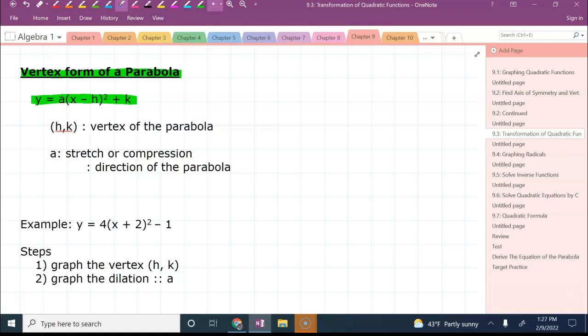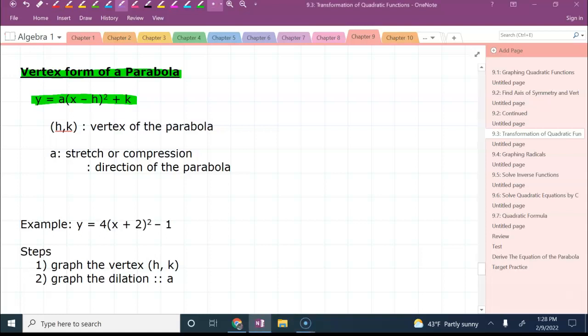And when you pull the H, you want to make sure that you pull the opposite sign. Because remember when we talked about that movement left or right, we had to think opposite directions. Your K is going to be whatever it looks like, whether it's positive or negative. And then, like I said, your A is going to be your stretch or your compression, and that's going to also tell you what direction the graph is going to go, whether it's going to open up or if it's going to open down. So I'm going to show you an example here, and then we've got a couple of practice problems for you to try.